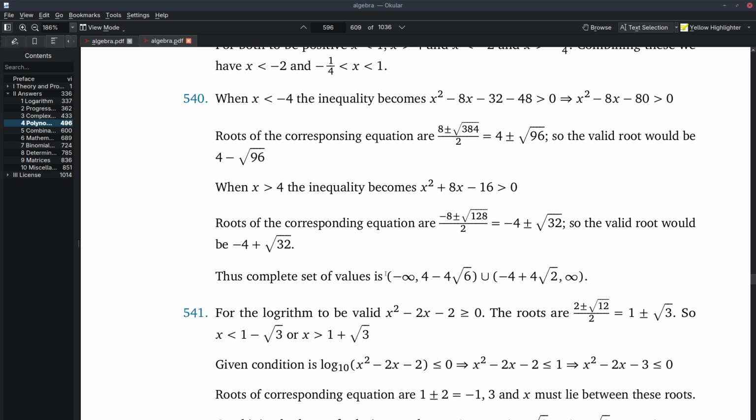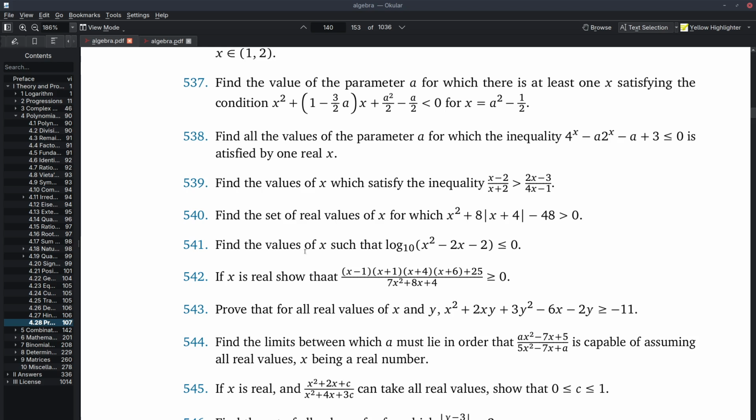So we combine both of them and we find the range as minus infinity to 4 minus 4 square root of 6. This 4 square root of 6 is basically square root of 96. And square root of 32 is basically 4 root 2. So you get a union of both that. This is the set notation for range, okay? Union means you combine both the values.